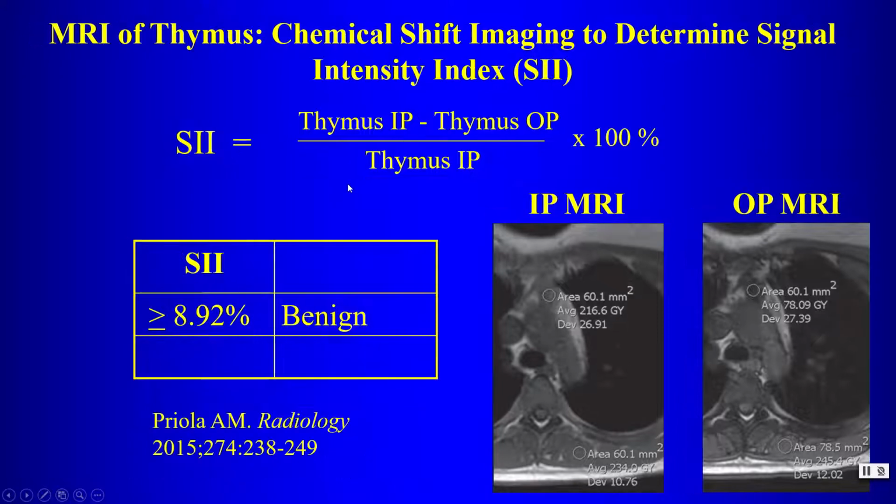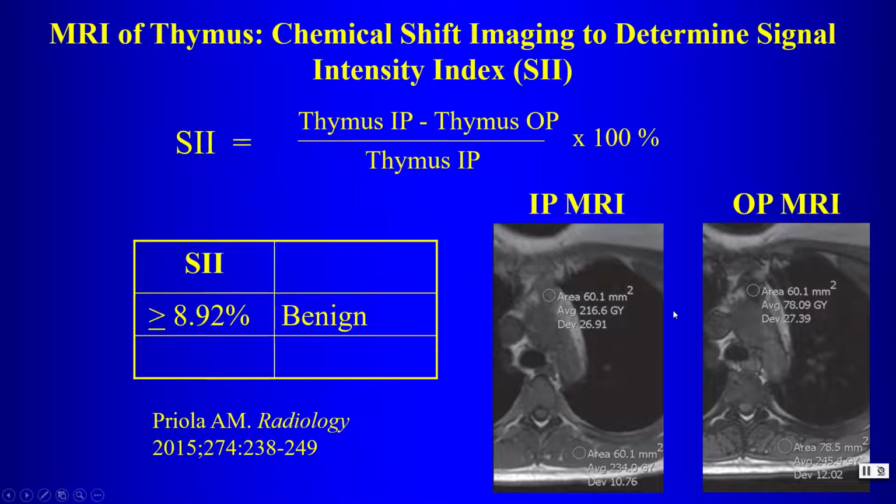What is probably easier to use, though, is the signal intensity index. Here you don't have to measure signal intensity from muscle. You just take the in-phase signal intensity of the thymus and the out-of-phase signal intensity of the thymus, do that subtraction, divide by the in-phase signal intensity of the thymus.